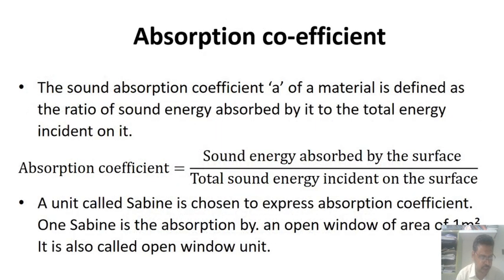absorption coefficient. So here we know the sound absorption coefficient, it is called A, of a material is defined as the ratio of sound energy absorbed by it to the total energy incident on it.